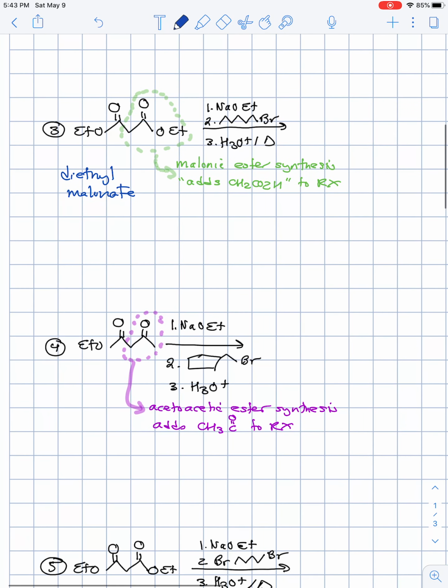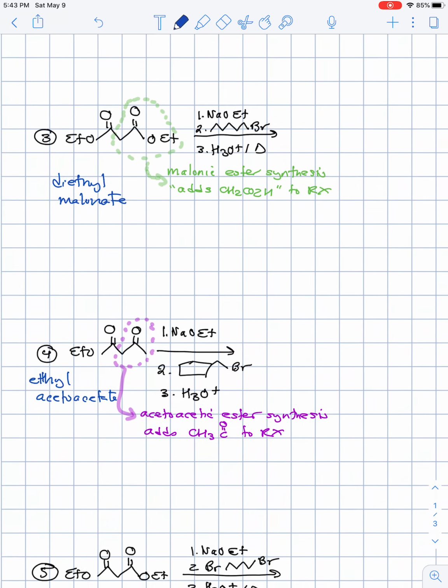malonate. And then we can contrast that with the starting material for the acetoacetic ester synthesis, where instead of having a diester, we have a ketone and an ester. And this particular compound is known as ethyl acetoacetate. So there you go.